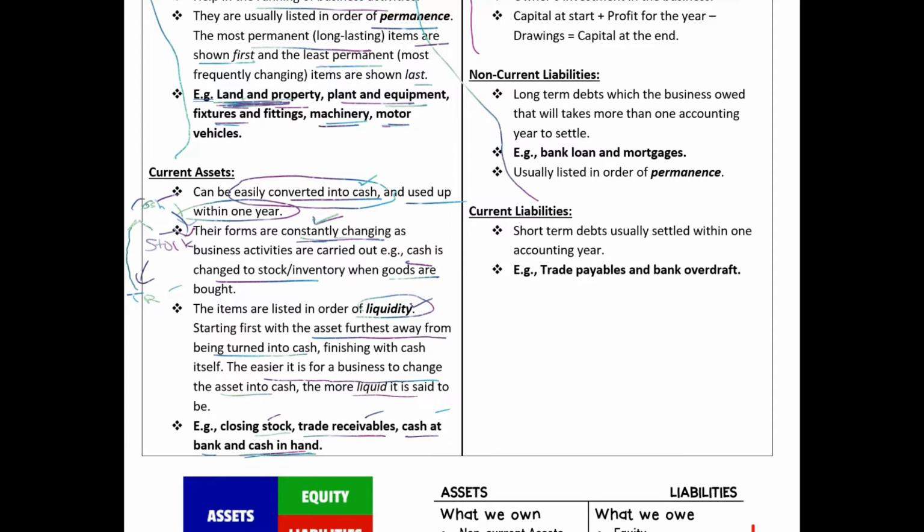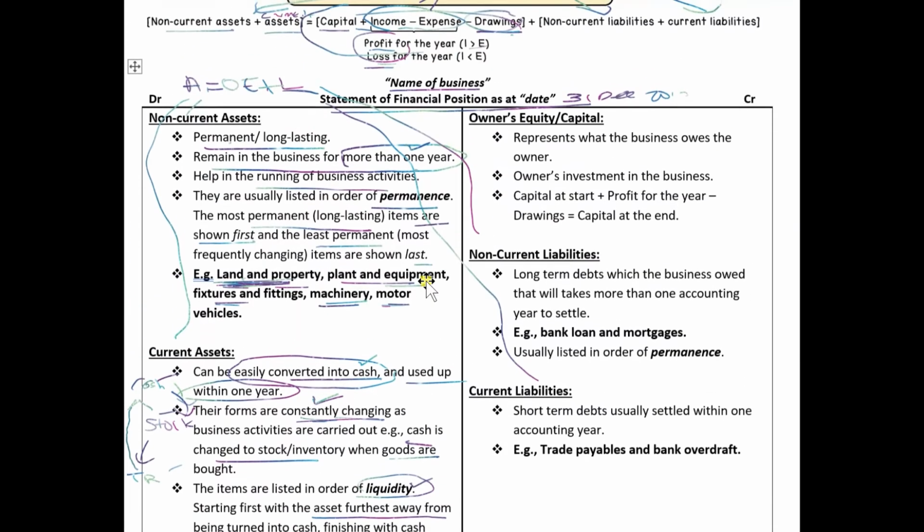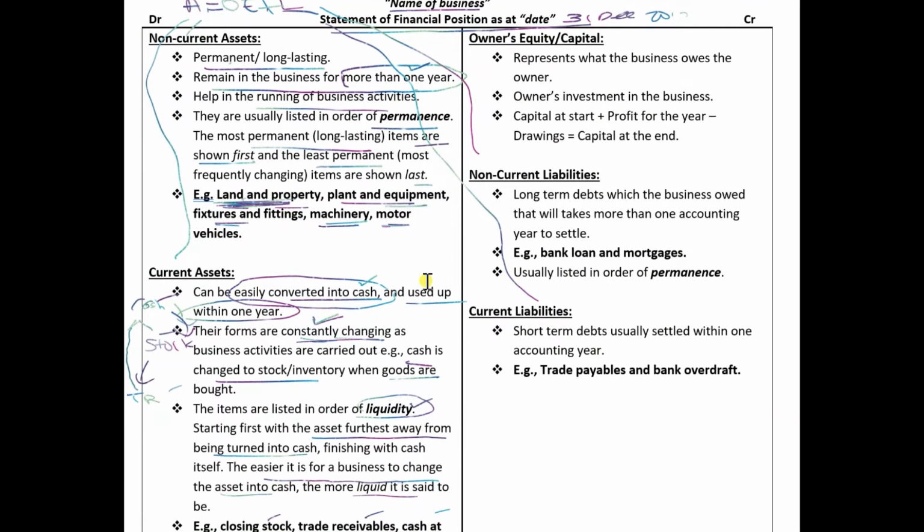Now let's move on to the other side, the owner equity or capital. Owner equity is what the business owes to the owner. It's the owner's investment in the business. So how we construct the owner equity portion is capital at start plus the profit, because profit will add on to the capital, minus the drawings, and then we will get the capital at the end. Plus profit minus drawings, then we arrive at the capital at the end.